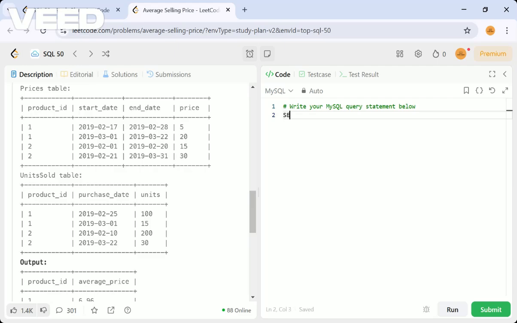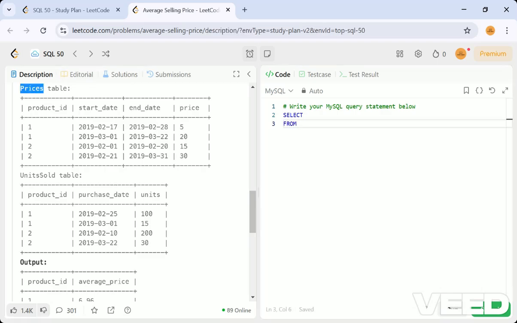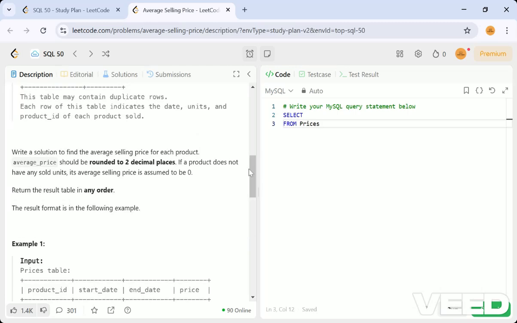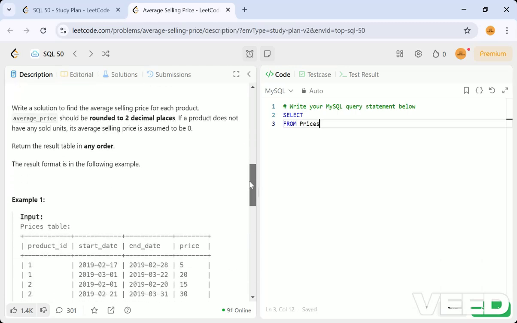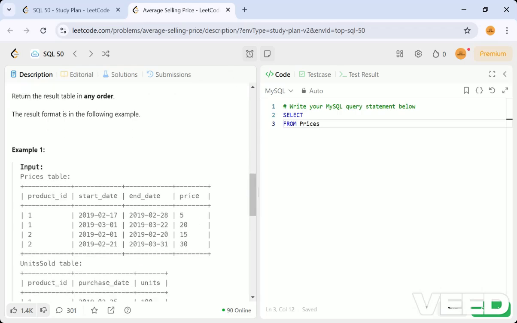So let me write a simple query to solve this problem. First we have to select. Just take from what we have to take. First we have to take everything from the prices table, because they are asking about each and every product's price. Then what join do we have to take? We have to take a left join. So prices P, left join, because every product is in the prices table only.